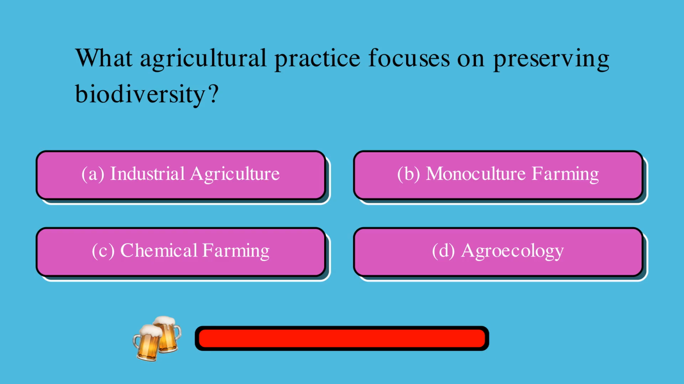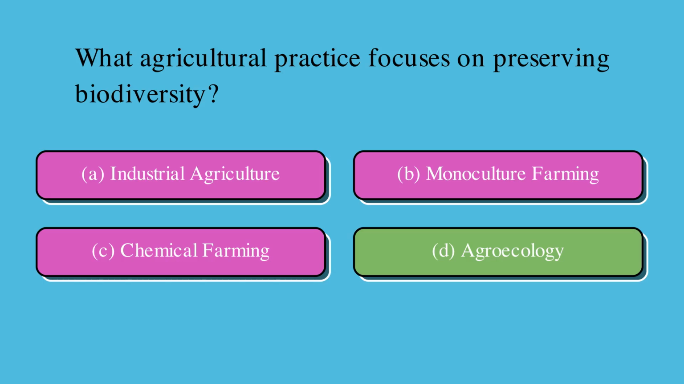What agricultural practice focuses on preserving biodiversity? Is it A, industrial agriculture, B, monoculture farming, C, chemical farming, or D, agroecology? The correct answer is D, agroecology.